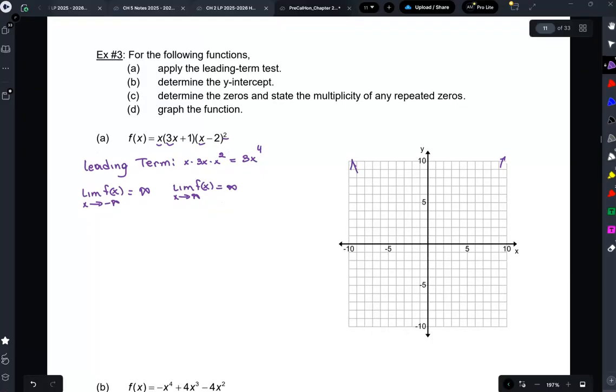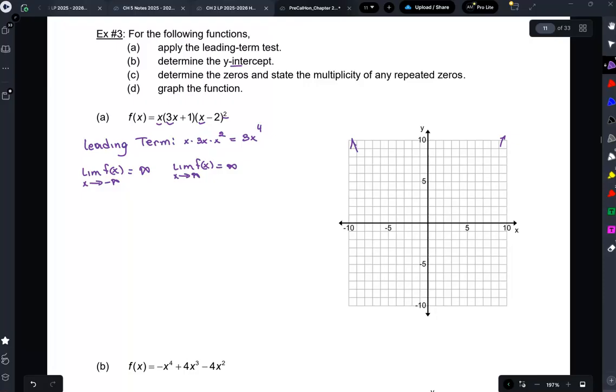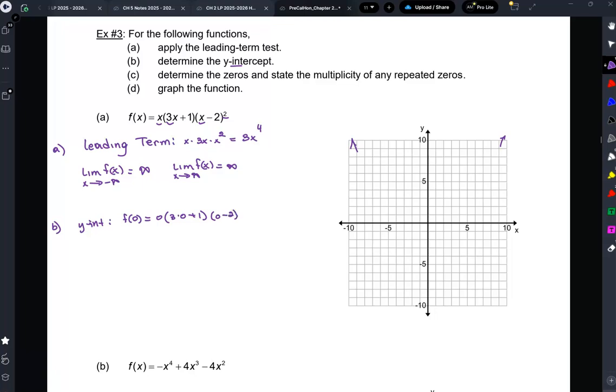Okay. B, I want to find the y-intercept. What's the y-intercept? Yeah, the y-intercept is f of 0, which is 0 times 3 times 0 plus 1 times 0 minus 2 squared. So that's just 0. Okay?